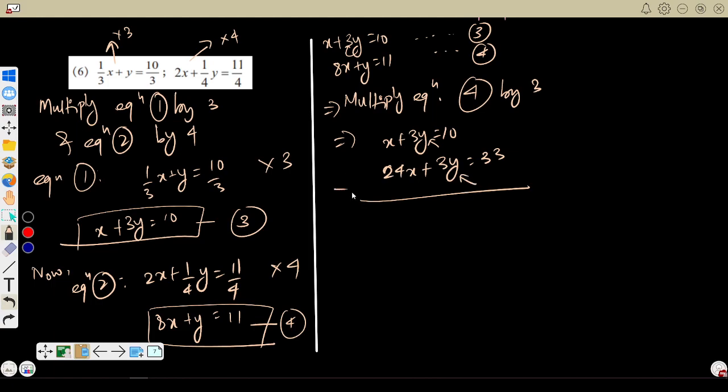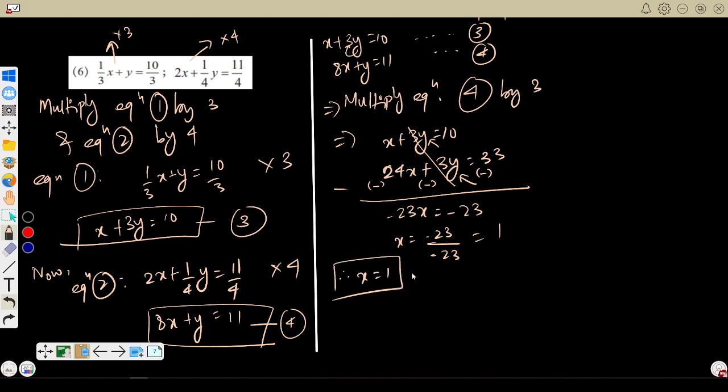So I will subtract the equations. So minus 24x will be treated as minus 24x, plus 3y will be treated as minus 3y, and plus 33 will be treated as minus 33. So 3y minus 3y gets eliminated. Minus 24x plus x will give me minus 23x is equal to, now 10 minus 33. 10 minus 33 will be minus 23. So x will be minus 23 divided by minus 23, which is 1. Therefore, for this particular equation, the value of x is 1. Fine. Now I have the value of x.